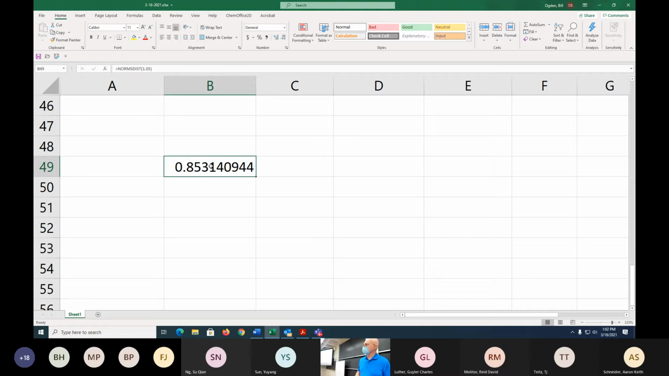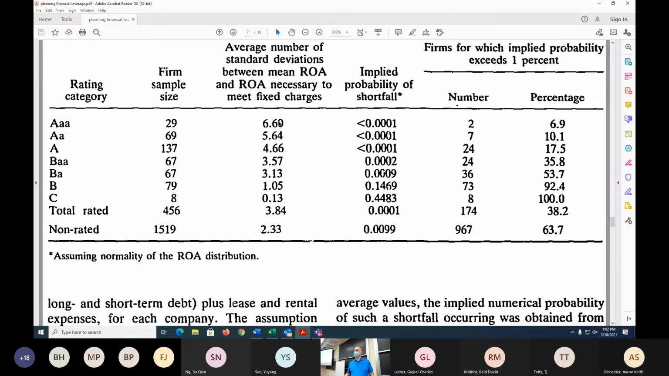Oh, way off. 85. Okay. So I would agree with you wholeheartedly that these are positive numbers, but it says, average number of standard deviations between mean ROA and ROA necessary to meet fixed charges. Let's even do the first one here. 6.6. It doesn't say minus 6.6. It says 6.6. So if you took that literally and said, well, that's 6.6 to the right, that means, well, all but 100% of the time they can't meet their fixed charges.